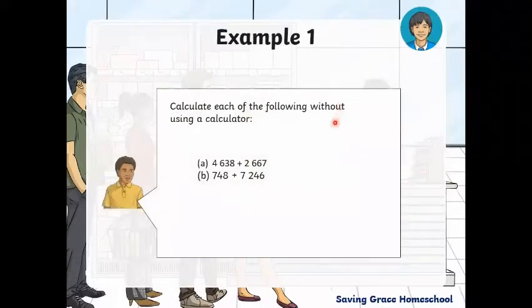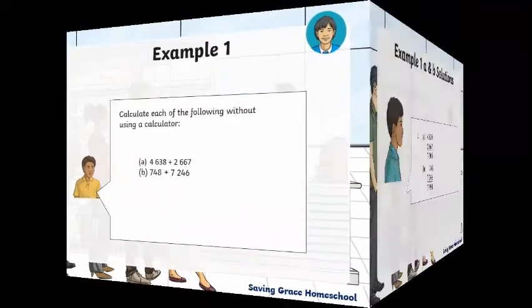Example 1, calculate each of the following without using a calculator. So we have 4,638 plus 2,667. That's the first question. And then for the second question, we have 748 plus 7,246. So try those out and then pause the video and press play when you're ready to see the answers. And I'll go through them with you.